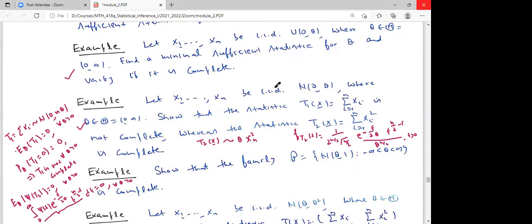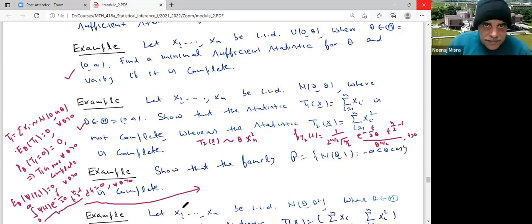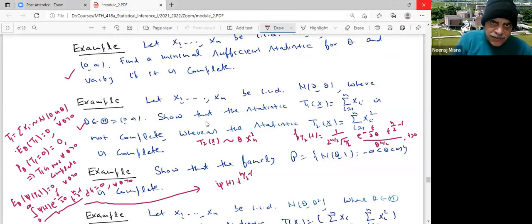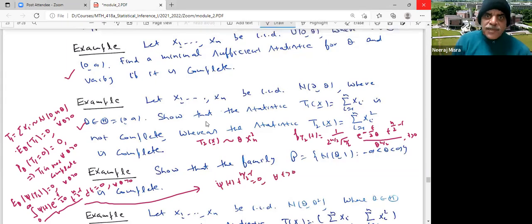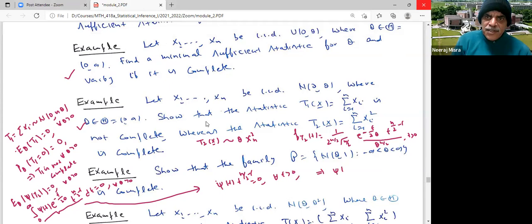So what it means is a Laplace transform of the function psi t times t to the power n by 2 minus 1 is 0. So this would imply that psi t, because Laplace transform is 0 in an open interval, that means psi t into t to the power n by 2 minus 1 would be 0 for every t greater than 0, which implies that psi t would be 0 for every t greater than 0.